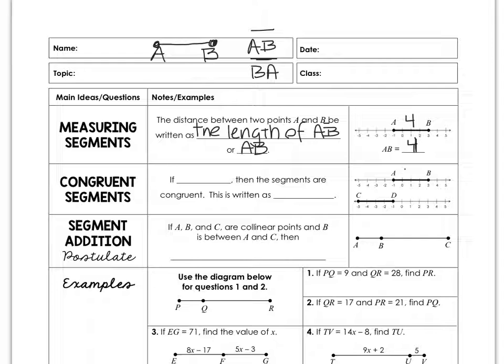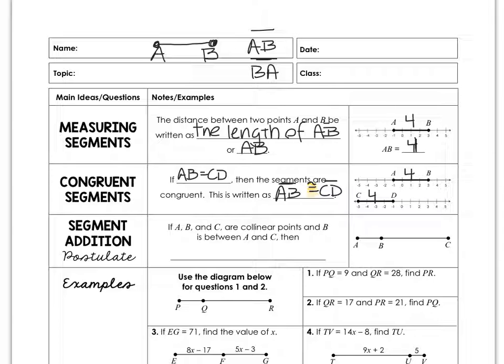If I have two measurements of segments that are the same, so if the length of AB equals the length of CD, then this is written as the segments are congruent. And that little symbol there is an equal sign with what I call a little squiggly above it.